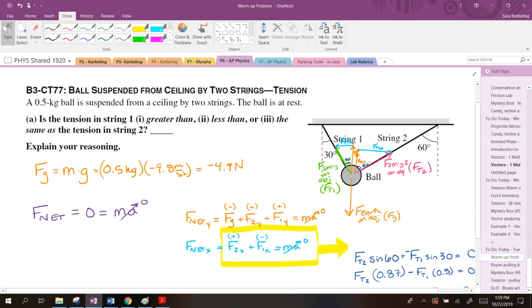No, so the tension in string 1 is bigger than the tension in string 2. If they had the same angles, if they were both at 30 degrees or both at 60 degrees or both at pick any degree, then the tension would be the same. But because the angles are different, the tensions are different. Okay? So if the tension X is greater for string 1, that means the tension Y will also be greater for string 1?